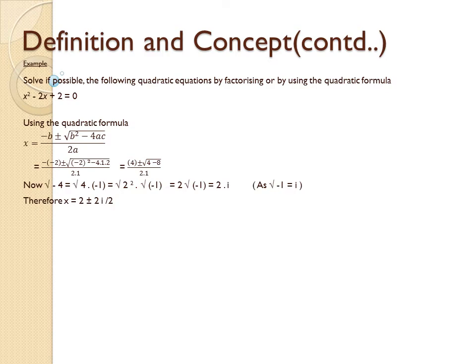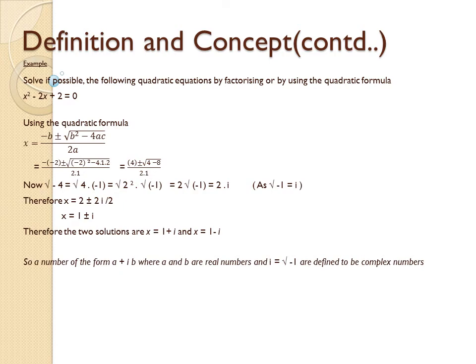So the solution becomes x equal to 2 plus minus 2i, right? Now it becomes x equal to 1 plus minus i, because 2 I am cutting down from everywhere. So one solution is 1 plus i and another solution is 1 minus i.